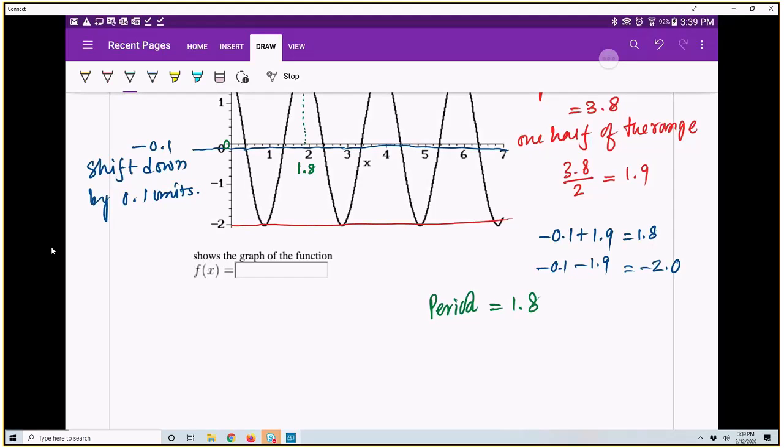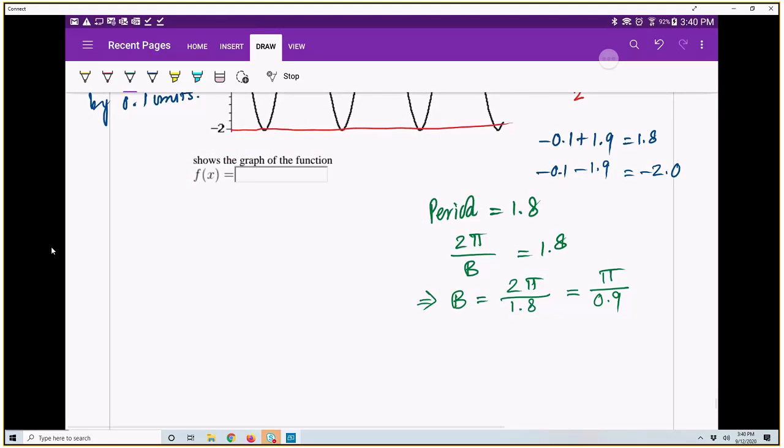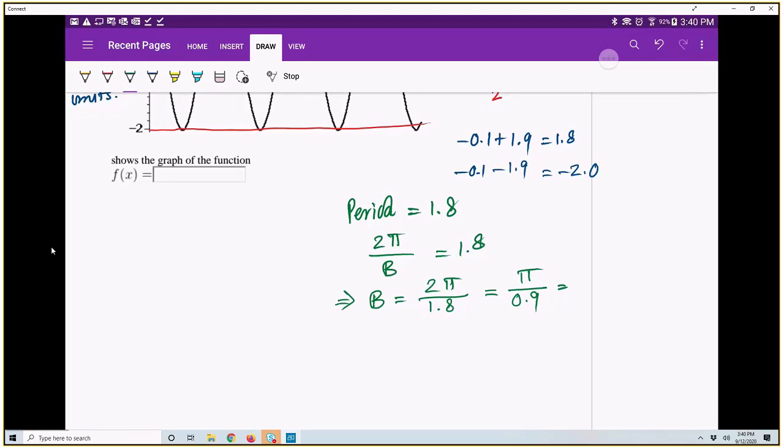If the period is 1.8 units, then the formula tells me 2 pi over whatever the b is should be 1.8. So what is the b? We'll solve this equation for b, and b becomes 2 pi over 1.8, which when simplified gives you pi over 0.9. I can use this one as my b, or I can simply write this thing as 9 pi over 10. That looks a little better in my mind.